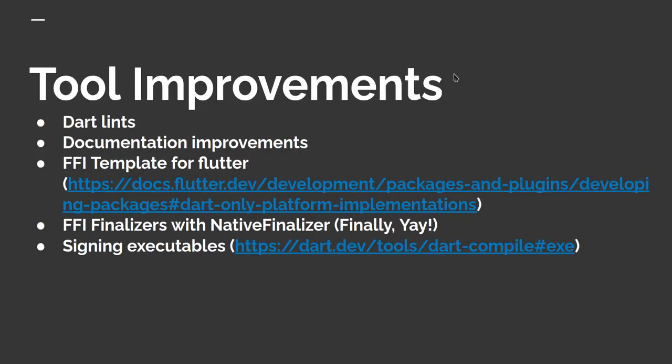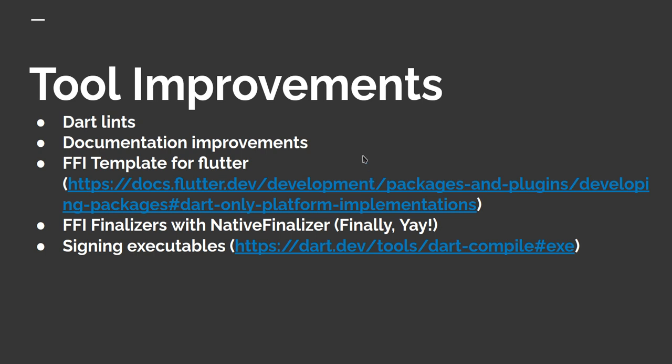The next thing we could take a look at is some of the tool improvements. There are some improvements to dot links, which I'm not really sure what that is, but you could take a look at that in the release notes. There's documentation improvements, of course, so sample code and everything has been added to documentation. We now got a new FFI template for Flutter, so if you're interested in that, you can take a look at this link to know how you can create Dart-only platform implementations using FFI, for example.